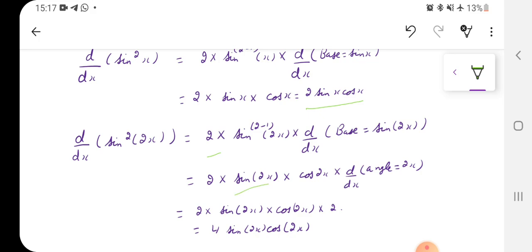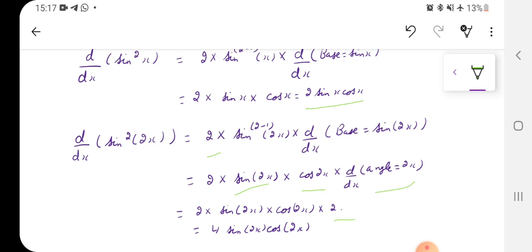Sin 2x, right? Now for the derivative of sin 2x, sin will be changed to cos. So we will get cos 2x into the derivative of the angle, which is 2x. So now 2 sin 2x as it is, cos 2x as it is, the derivative of 2x will be 2, right? So now 2 into 2 will be 4 sin 2x cos 2x. I hope this is clear to you.